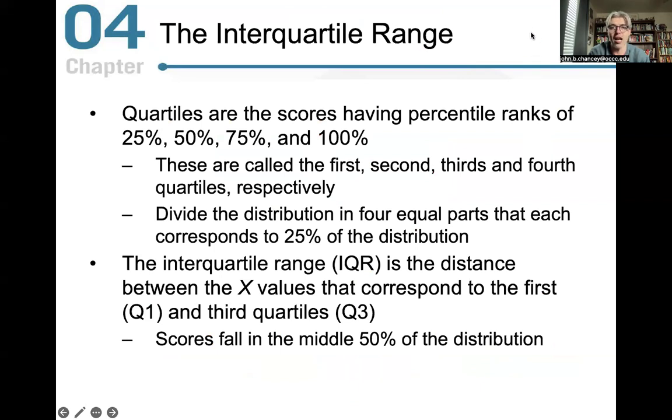We have four quartiles: 25th, 50th, 75th, and 100th. These are called the first, second, third, and fourth quartiles, respectively. I'm just reviewing as I go along: we're dividing the distribution into four equal parts. Interquartile range is, again, quartile three minus quartile one. These scores fall in the middle 50% of the distribution. That's what we're more focused on.